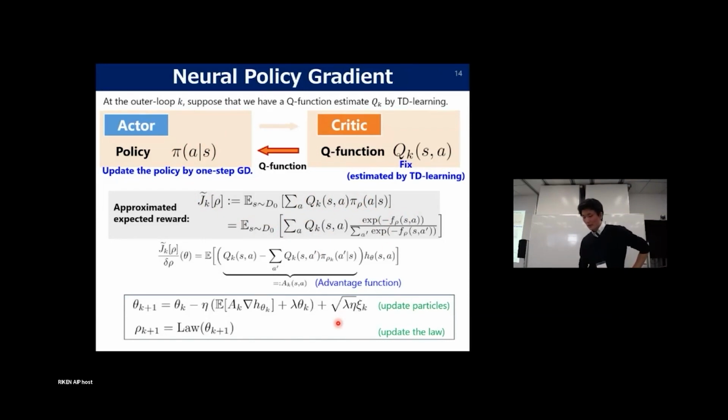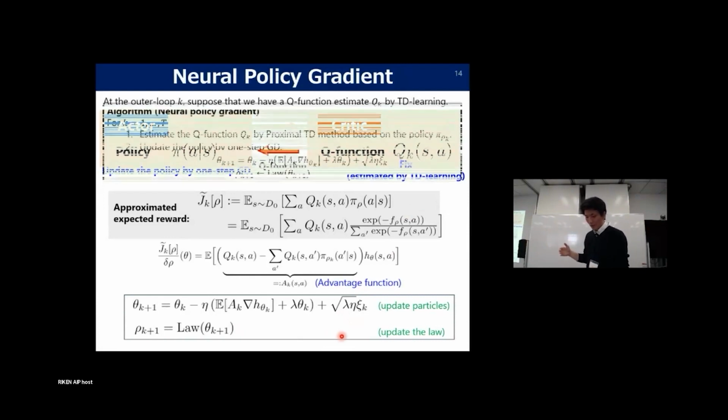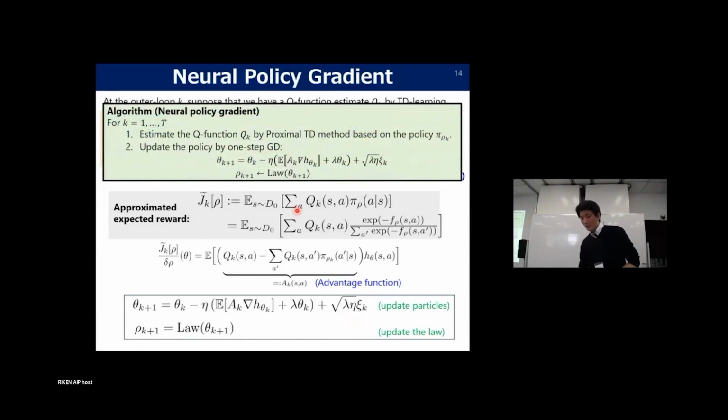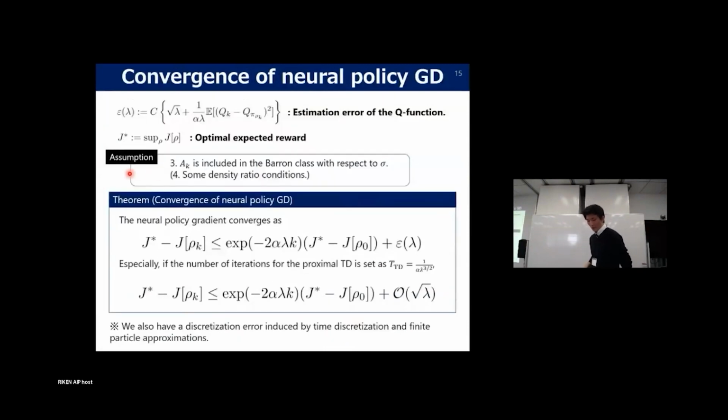Here again, we apply a one-step gradient descent in a mean field arrangement. We consider a discrete-time version of the mean field arrangement, which is given like this. Then you can update the policies. So we update the policy by just one-step mean field gradient descent. After that, you update the Q function, then you update the policy, and we iterate that. Here is the convergence of the entire algorithm.